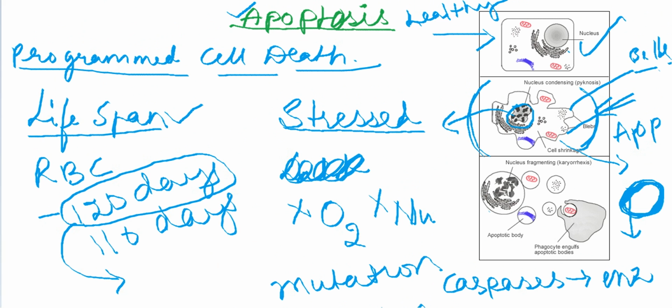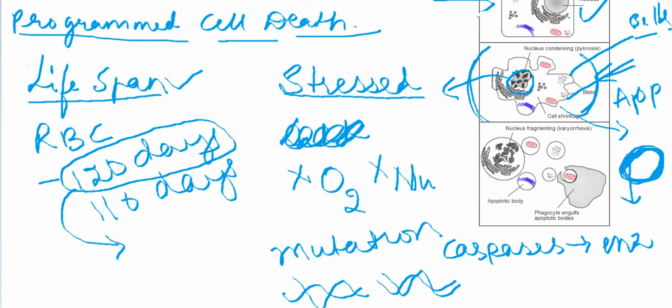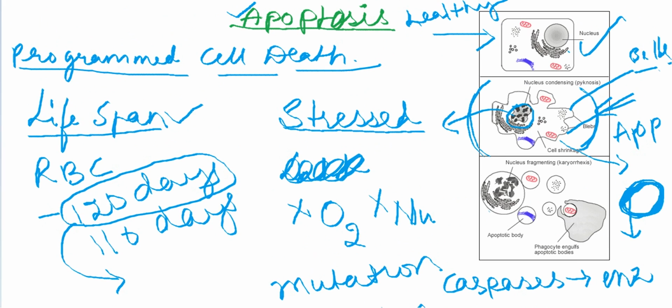They bleb out, forming small apoptotic bodies which are engulfed by the phagocytes. That is how an unwanted, unhealthy cell is eliminated from the body. That is the basics of apoptosis. Now, in the next video, I'll tell you the different pathways of apoptosis.